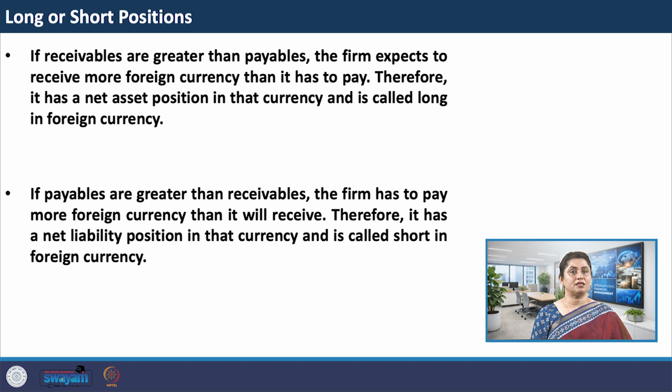Now, measuring transaction exposure. If receivables are greater than payables, the firm expects to receive more foreign currency than it has to pay. Therefore, it has a net asset position in that currency and is called long in foreign currency. If payables are greater than receivables, the firm has to pay more foreign currency than it will receive. Therefore, it has a net liability position in that currency and is called short in foreign currency.